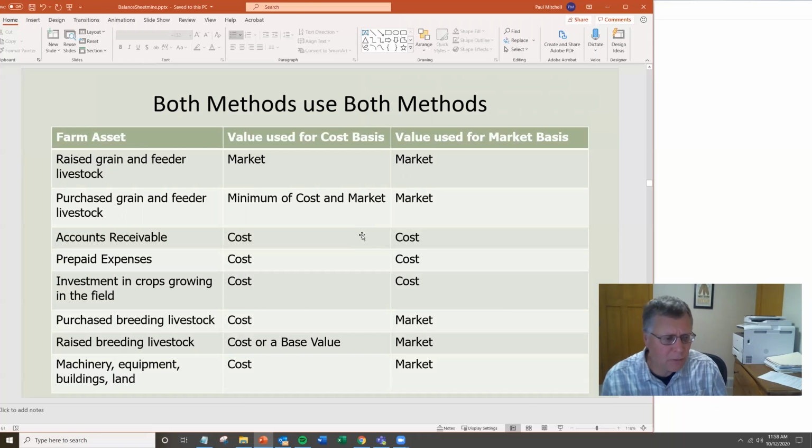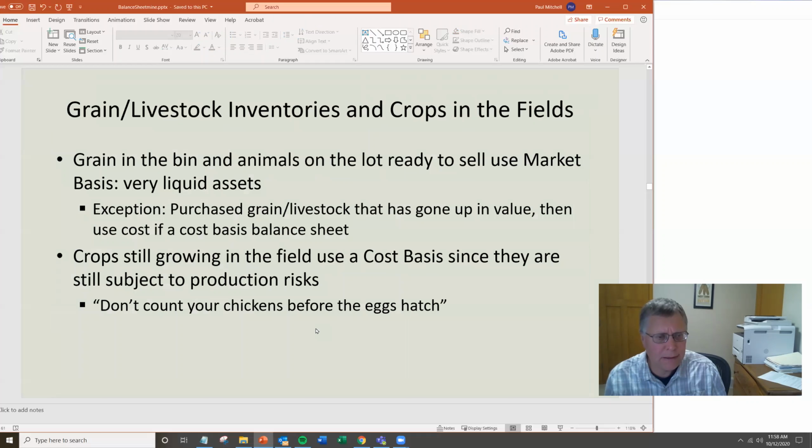The other one I want to focus in on is breeding livestock. This would be like milk cows or bulls. On the market basis, you use the market value of all those animals. But for a purchased one, the cost basis balance sheet uses the cost. The market basis balance sheet uses the market value. But for the raised ones, there's something called a base value here. I'll go into that in a second, and we'll explain what I mean by that base value.